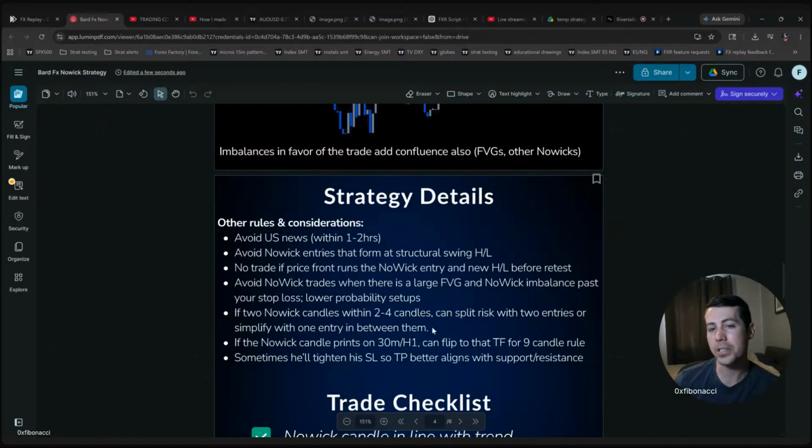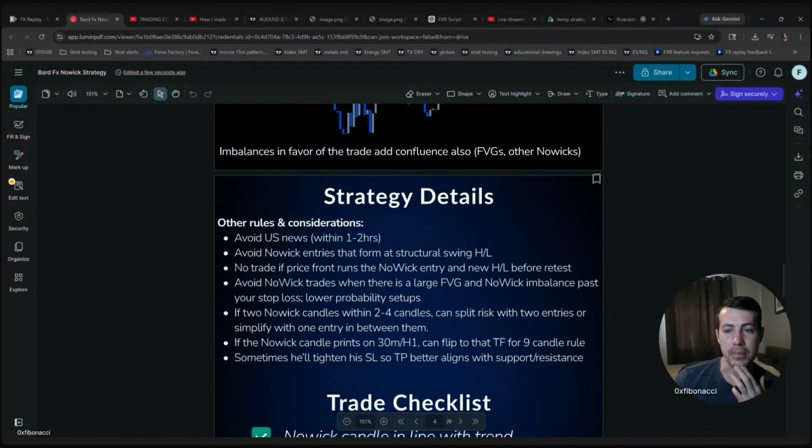This doesn't happen super often, but he did say if there are 2 no wick candles within 2 to 4 candles, right after each other, which one do you use? He went over an example in his video. You could split it up into 2 different entries, 1 on each candle, maybe half risk on each. You could, obviously the same math, enter a single trade at the midpoint. It didn't happen a whole lot in my testing, so you can play around with this.